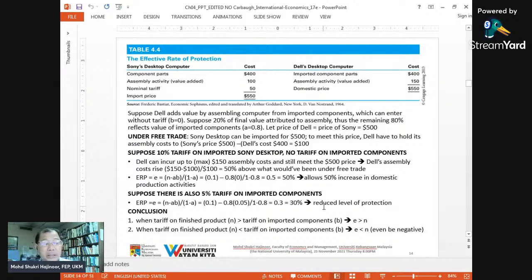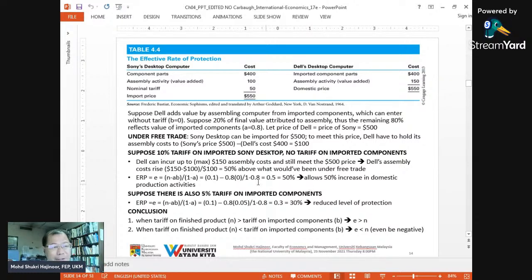So let's compare with now. There is also a 5% tariff on imported components. Previously, no tariff on imported components. Now, a 5% tariff on imported components. So now 0.1 nominal minus A times B. A is 0.8. The imported component is 80% of the final product. Here, I read that: a 5% tariff on imported components.